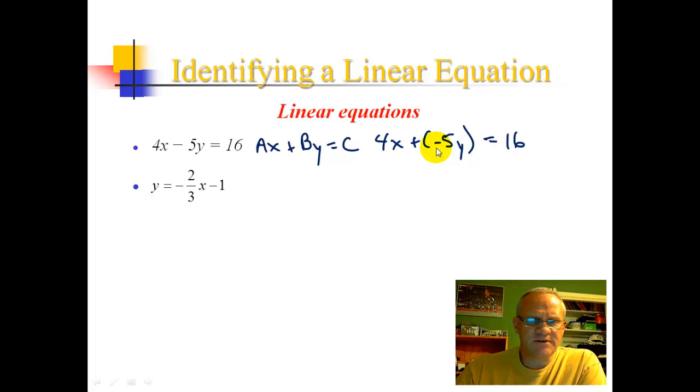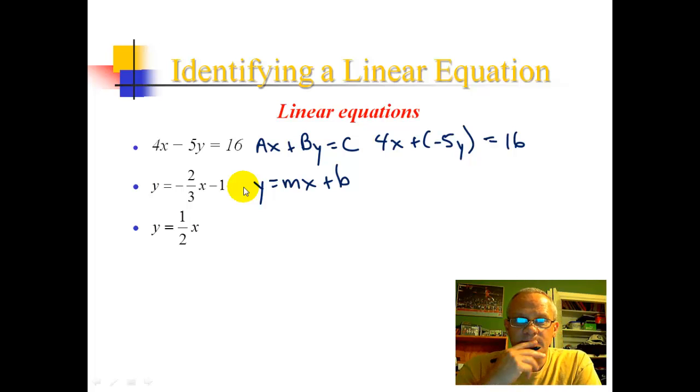All right, next is y equals a negative 2/3 x minus 1. Well, this is in y equals mx plus b form. It's in the right form already. Negative 2/3 is your m, or your slope, and negative 1 is b. Okay, so that is linear.